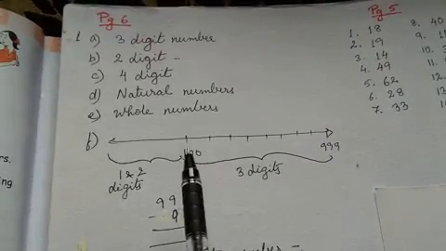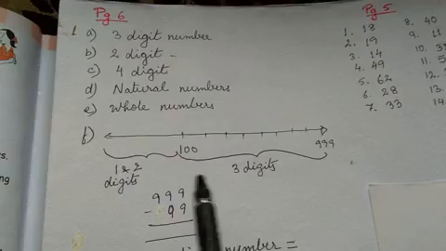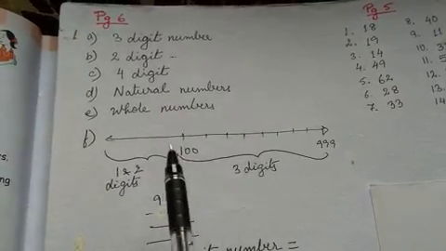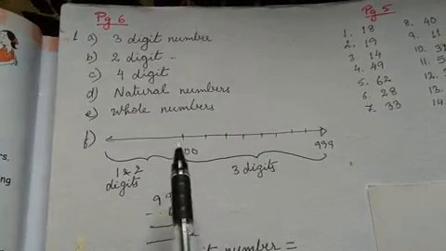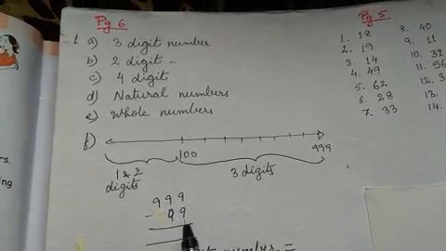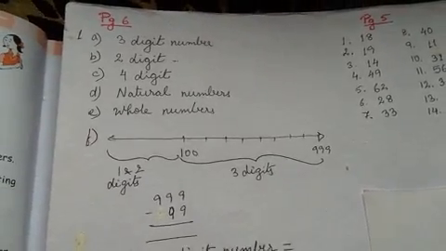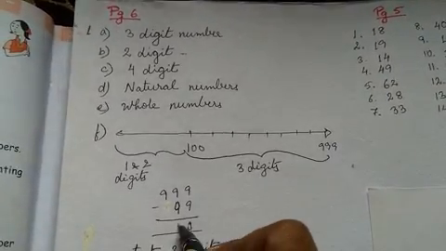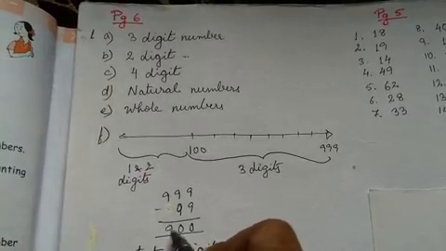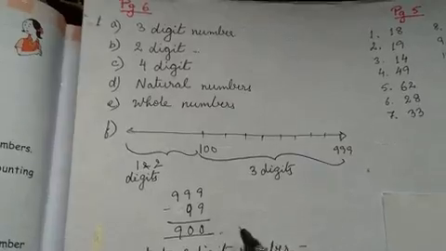Before these numbers, how many numbers are there? If we subtract, then we will get these numbers. We know that there are 99 numbers before this, and our largest number is 999. So when we subtract, 9 minus 9 is 0, 9 minus 9 is again 0, and 9 minus 0 is 9. So our answer is 900.